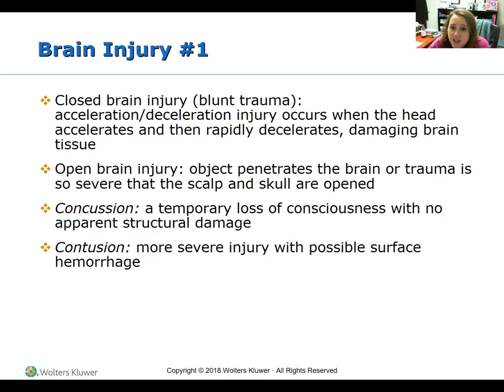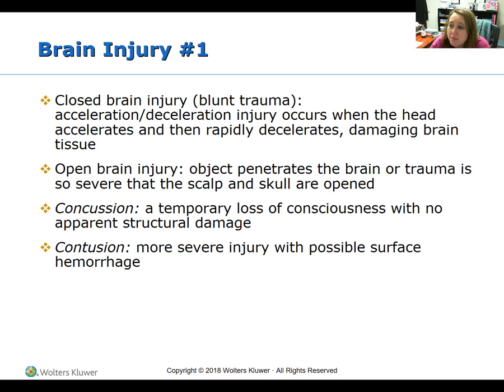This is going to be obviously at a higher risk for infection too, because we have something from outside inside the brain. So risk for infection, wait for bacteria to get in. We have contusions. This is a more severe injury with possible surface hemorrhage. Your contusion is basically a bruise, right?